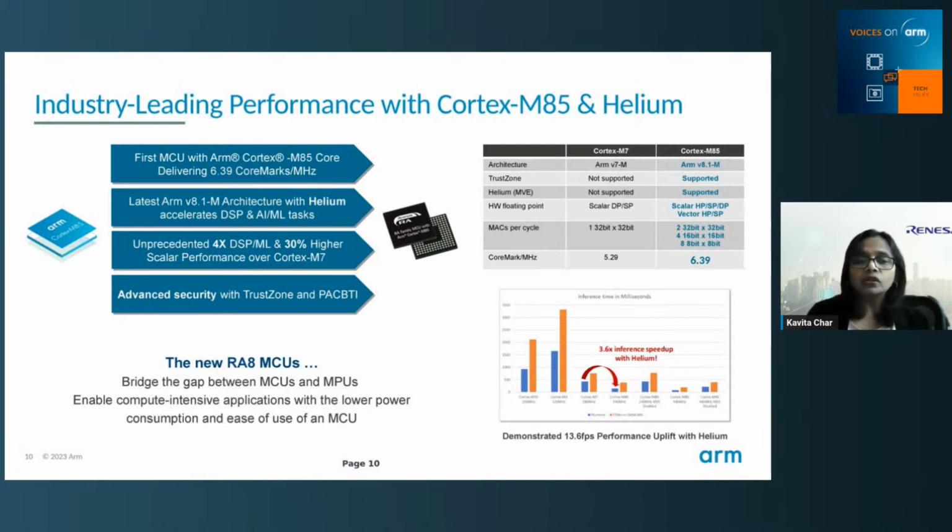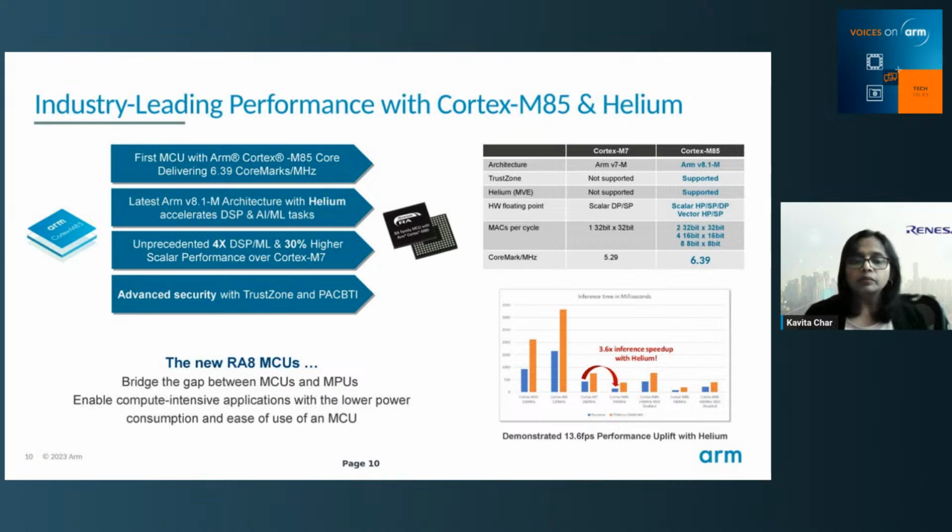These cores are based on the latest ARM v8.1-M architecture that bring a couple of new technologies. One of them is Helium for acceleration of DSP and AI/ML tasks, and provides a 4x boost for these kinds of tasks, the DSP and AI/ML implementations. Basically, Helium introduces wide vector registers, which have a SIMD instruction set that allows users to load multiple data elements into these wide vector registers and provide that performance boost. In addition, the new core provides 30% higher scalar performance over the Cortex-M7 core.